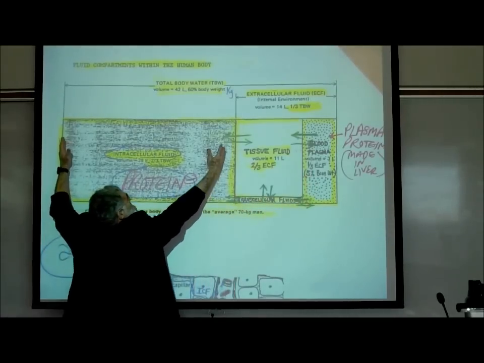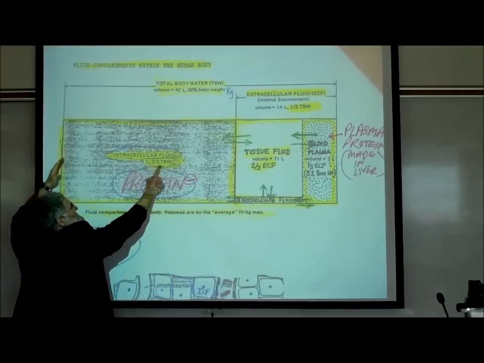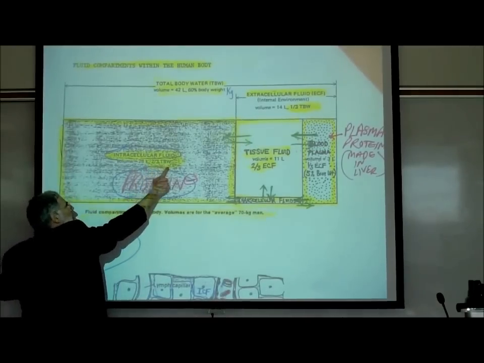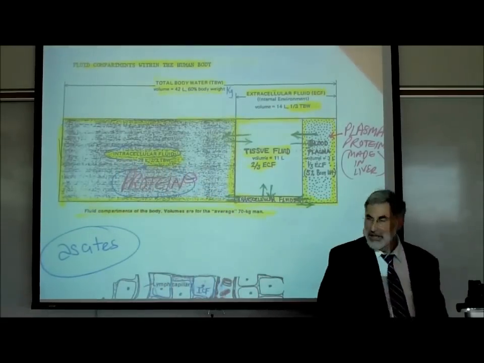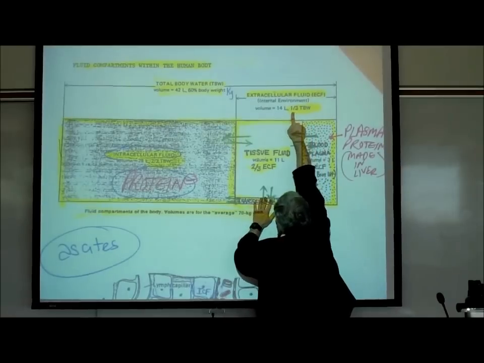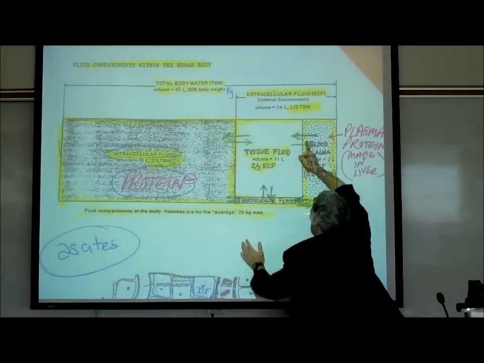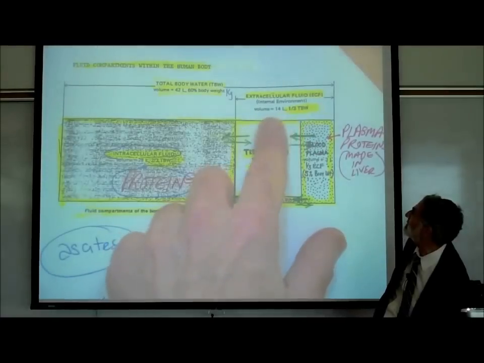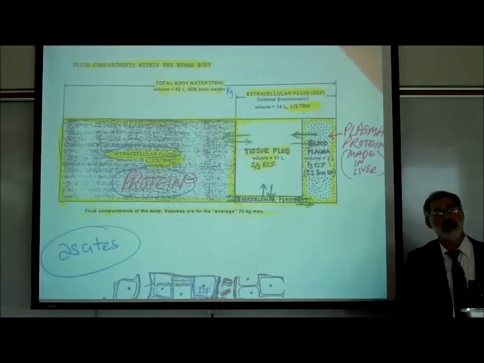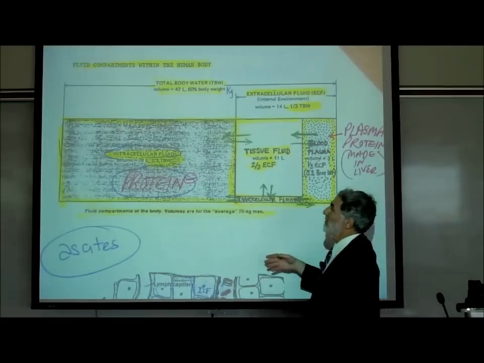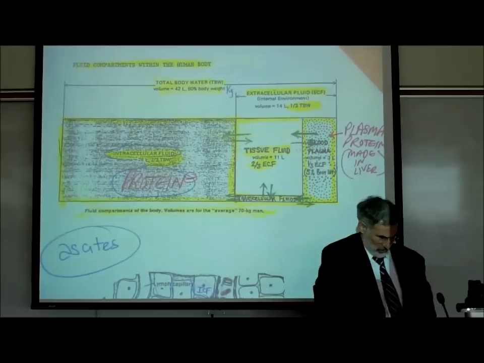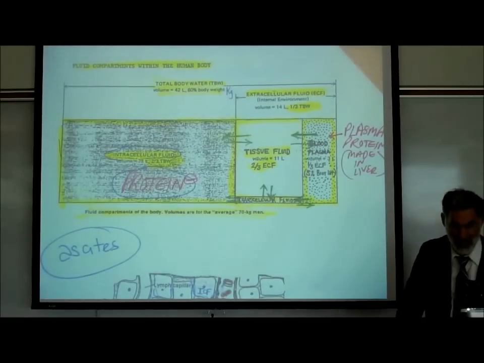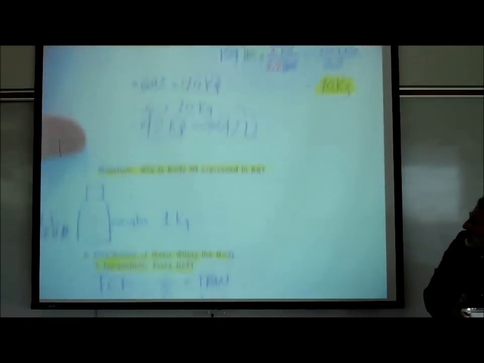Now, this indicates that approximately two-thirds of the TBW, the total body water, is inside cells, intracellular fluid. The remaining one-third of the total body water is extracellular fluid, outside the cells. So once we know the total body water, we can estimate the intracellular fluid volume or the extracellular fluid volume. Let's go back to the previous page, page C1.